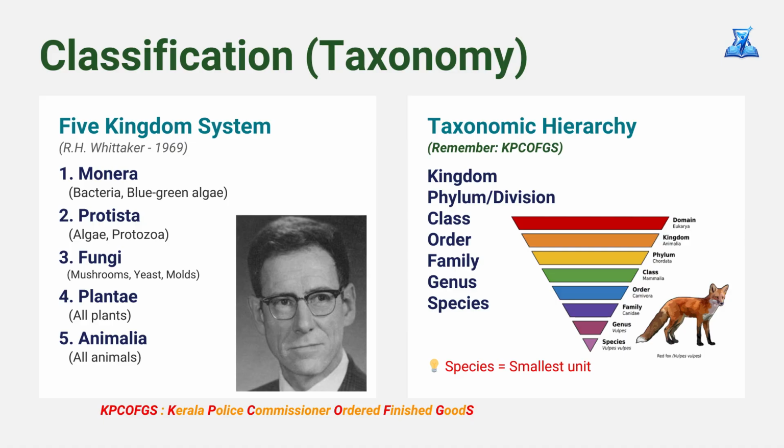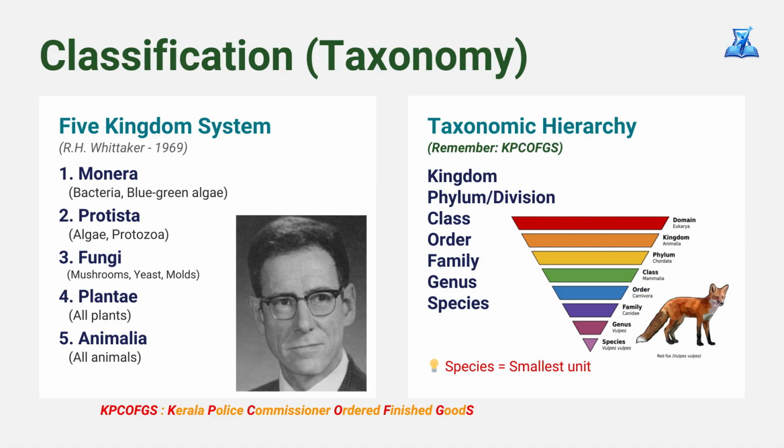Moving on, let's briefly discuss the five-kingdom system, which was proposed by R.H. Whittaker in 1969. This system divides all living organisms into 5 main groups. First, we have Monera, which includes bacteria and blue-green algae. Next is Protista, comprising algae and protozoa. Then comes fungi, which includes mushrooms, yeast, and molds. The fourth kingdom is Plantae, covering all plants. And finally, Animalia, which is all animals.